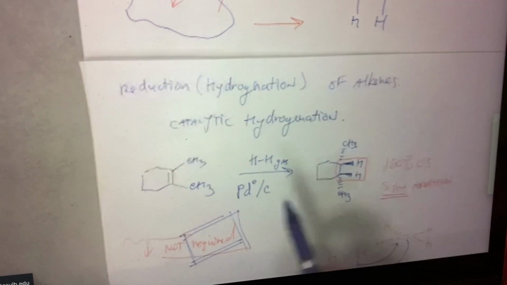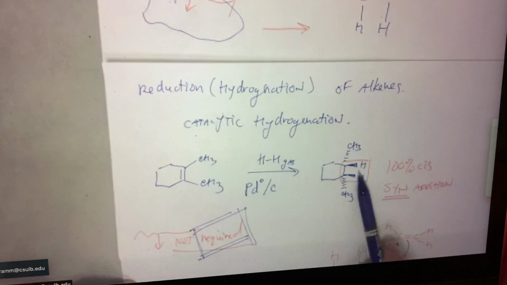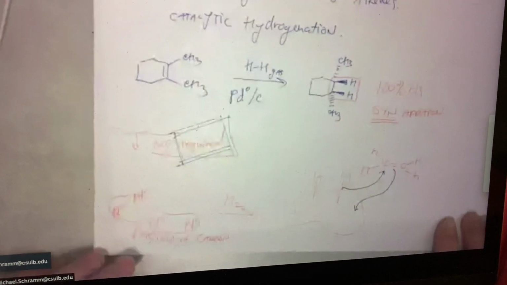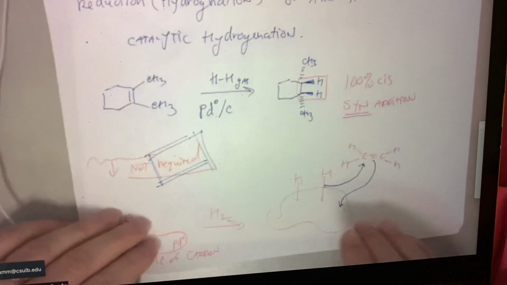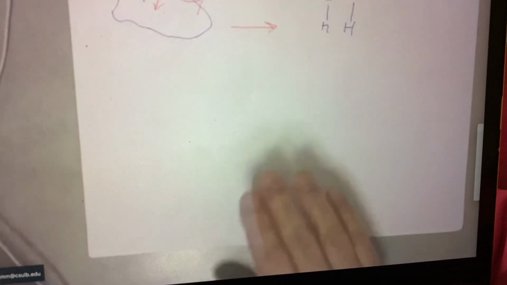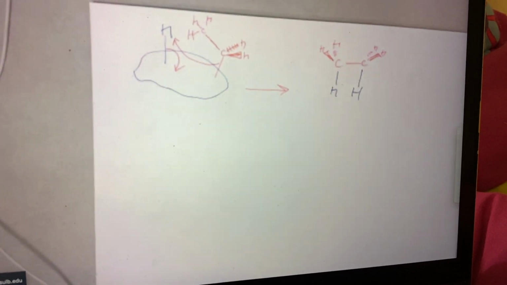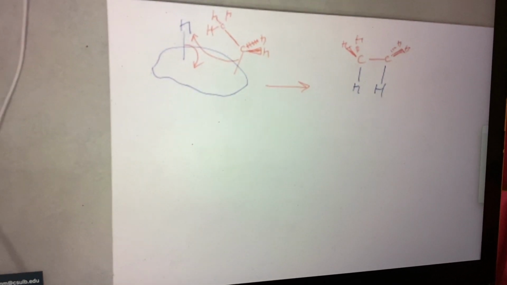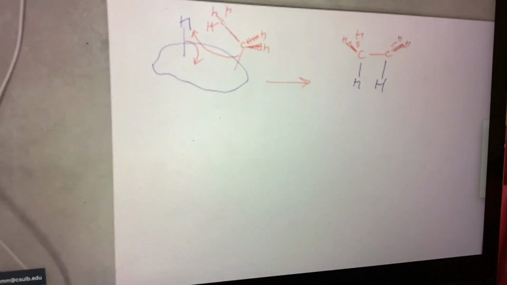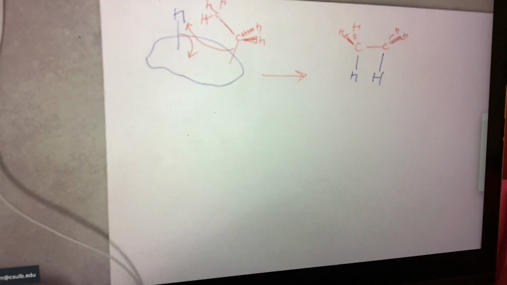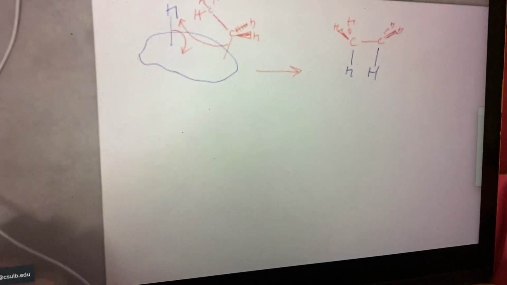This is the key point that we have to remember, that these two groups go on with 100% cis stereochemistry, the result of syn addition. Syn addition comes from the fact that this molecule flattens out on the surface. One hydrogen comes in from the bottom, and then the second hydrogen comes in from the same bottom side. So both groups coming in from the same side is called syn, meaning same side, and gives cis stereochemistry. And cis is a concept that we think of as meaning same side.